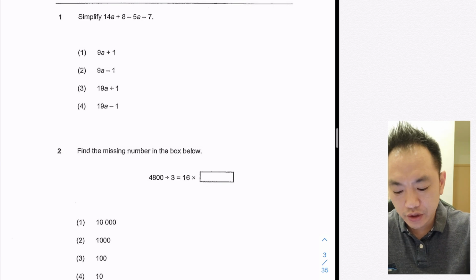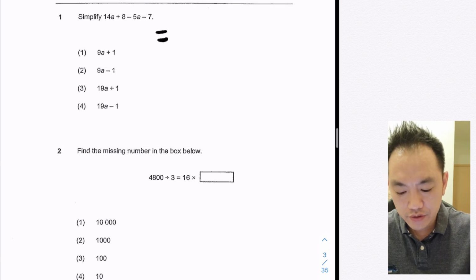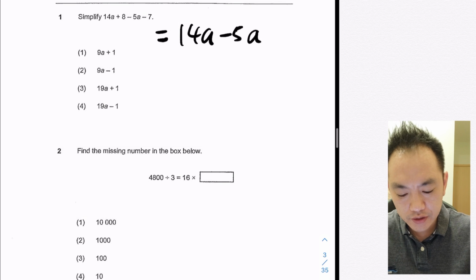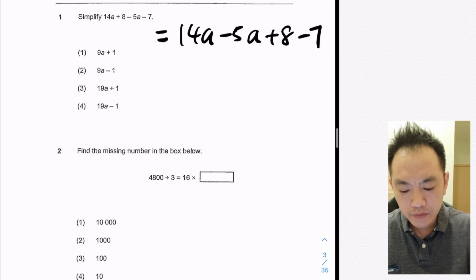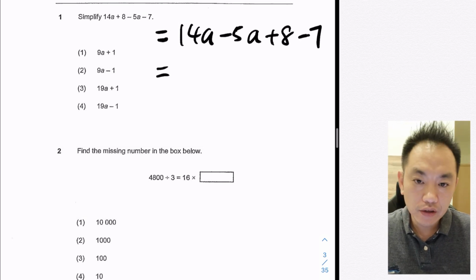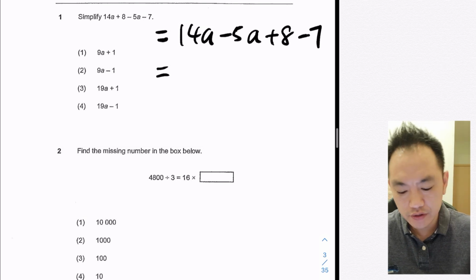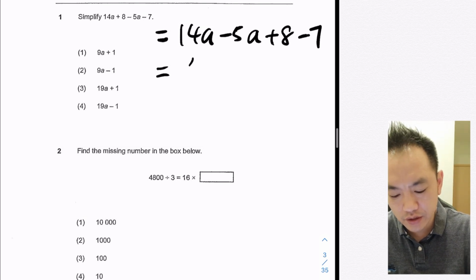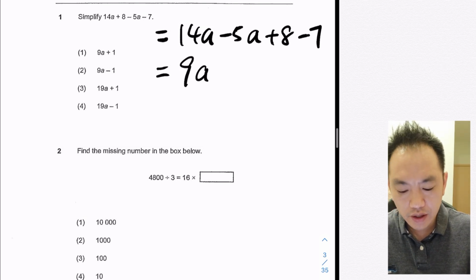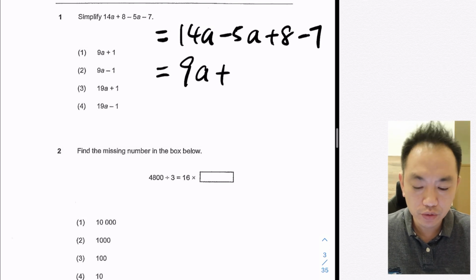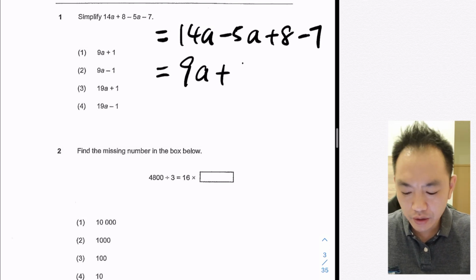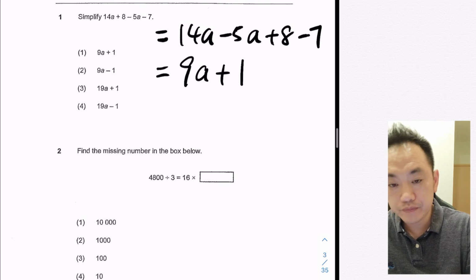So basically, you can rewrite the expression as 14a, and then you put the a terms together, so minus 5a, then plus 8, and minus 7. So 14a minus 5a, 14 minus 5 is 9, so it's 9a, and then plus 8 minus 7, which is equal to 1, so it's 9a plus 1. So the answer is 1.